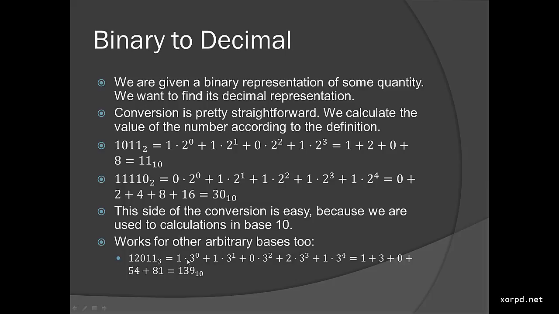1 times 3 to the 0 plus 1 times 3 to the first plus 0 times 3 to the second and so on. Eventually, we can actually calculate the values and we get 1 plus 3 plus 0 plus 54 plus 81. And that is 139 in base 10.